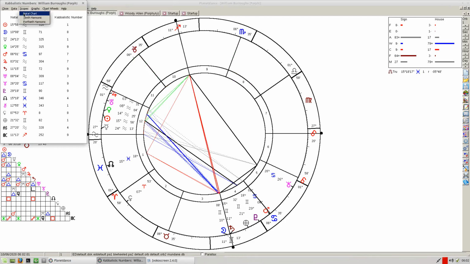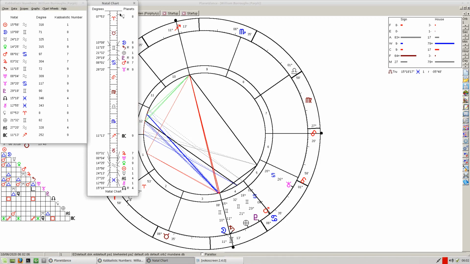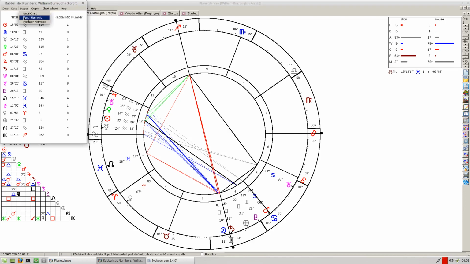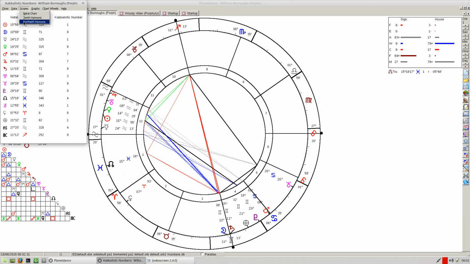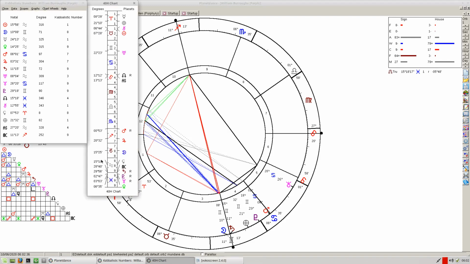The chart information is presented in a series of scopes, so you can read the natal chart in terms of this scope, which is the circular chart presented as a strip with the sign Aries at the top and Pisces at the bottom. You can see this presented in a 10th harmonic strip, so these are the 10th harmonic positions for William Burroughs' chart. And if you have a very precisely timed chart, you could look at the 40th harmonic strip as well.